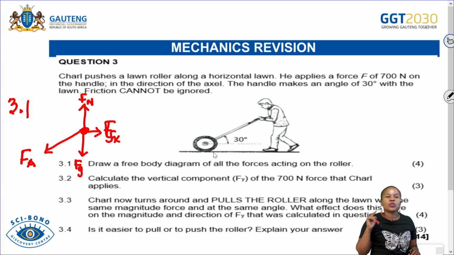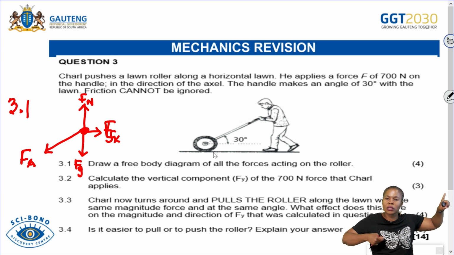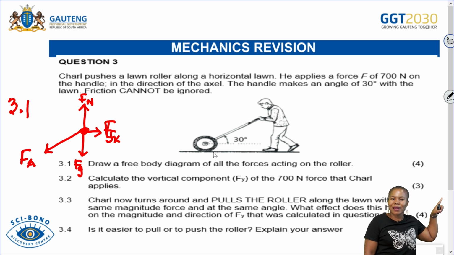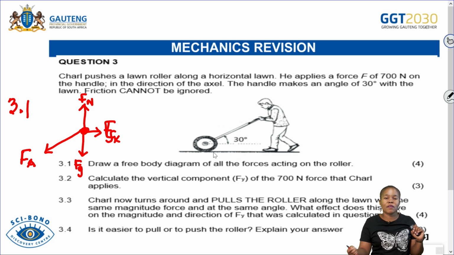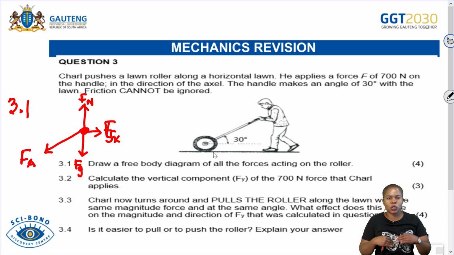Mind you, even though I haven't used a scale to draw these lines, they need to be able to say something about the situation or the problem that is given to you. Meaning that Charles is pushing and it's actually moving. So the magnitude of the line for the applied force has to be bigger than the one for what? For the frictional force, because frictional force is a force that opposes the motion of an object. It is parallel to the surface and opposes the motion.